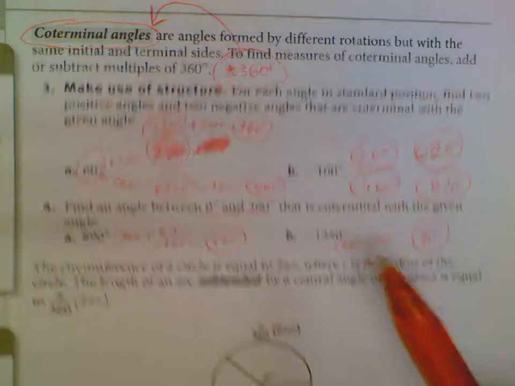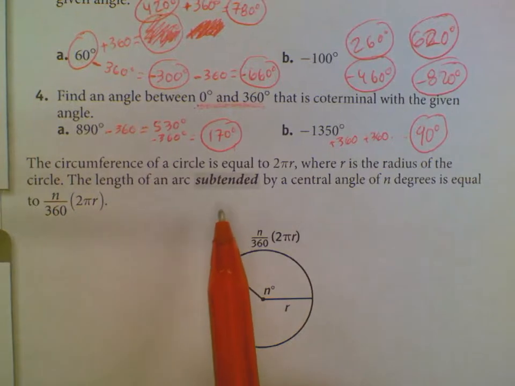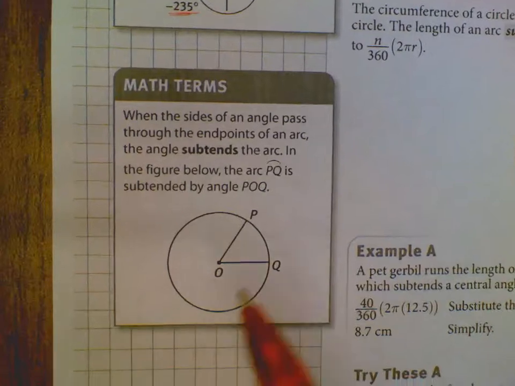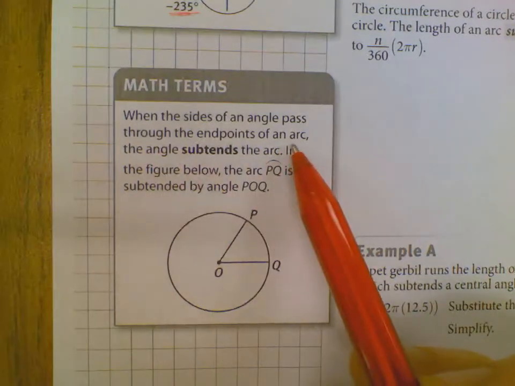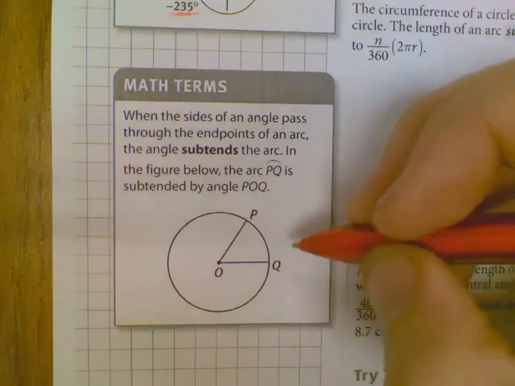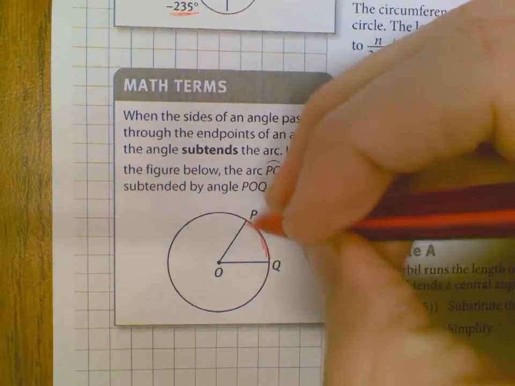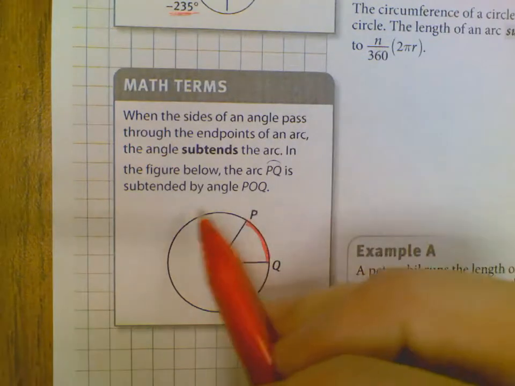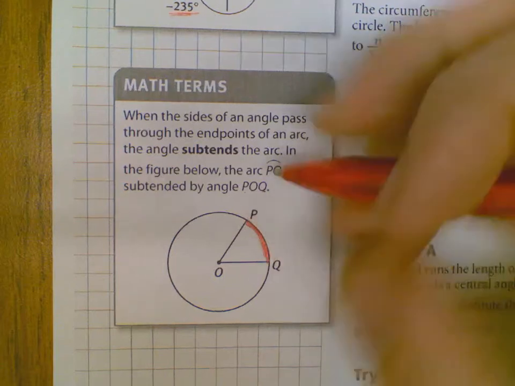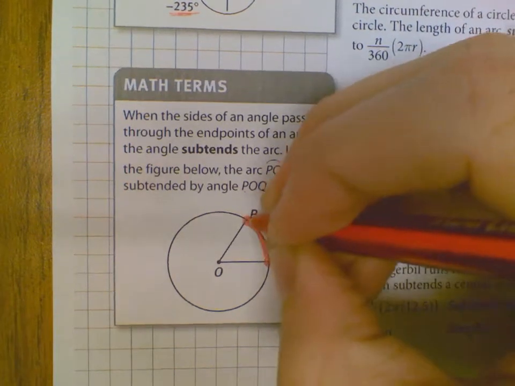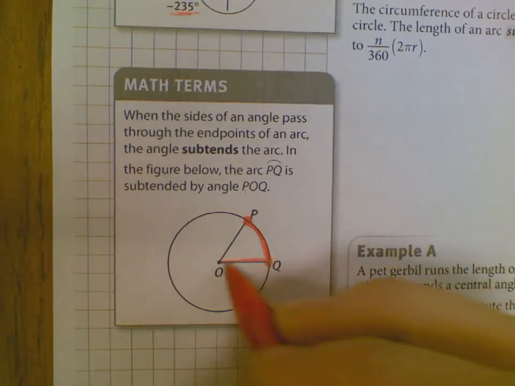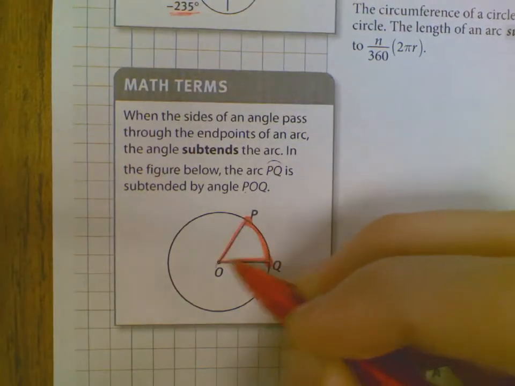Now I want to talk about this word. What is this word? Subtended, or the subtends of an arc. When the sides of an angle pass through the endpoints of an arc, the angle subtends the arc. In the figure below, the arc PQ, this is what the arc PQ is, is subtended by angle POQ. So the arc ends at point P and starts at point Q. So this angle right here is what they're using this new word called subtended for.